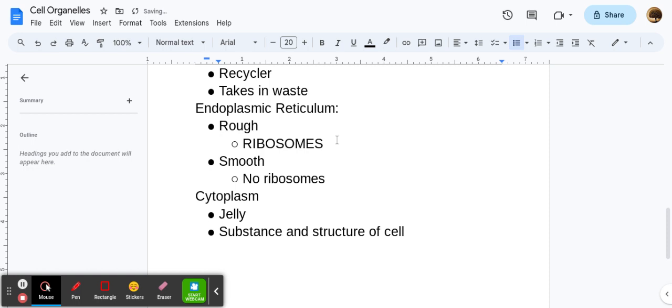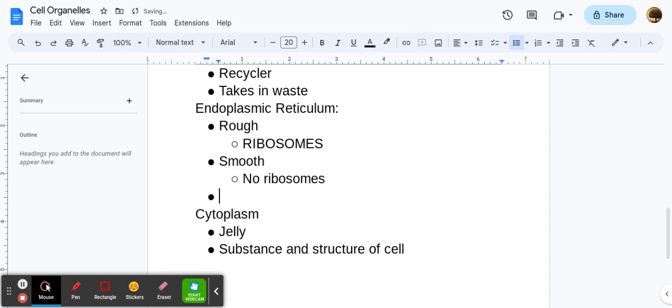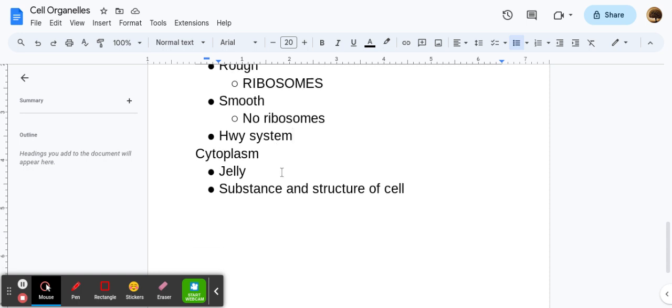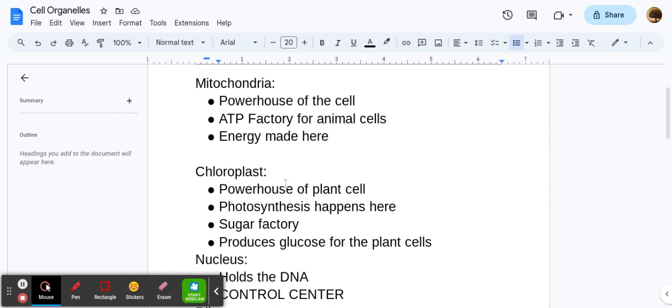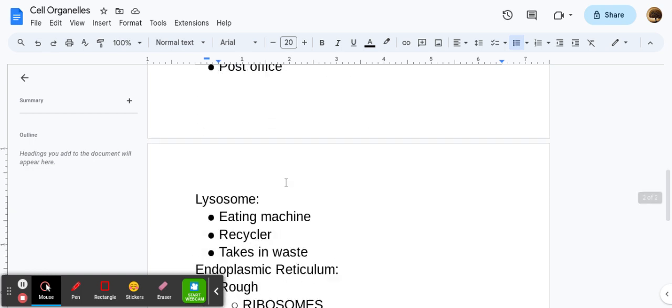Also important to note about the endoplasmic reticulum, before I forget, it's like a highway system. HWY is short for highway. It's a highway system of the cell. That's it for today's video. I know this wasn't much, but this is a general overview of the cell organelles.